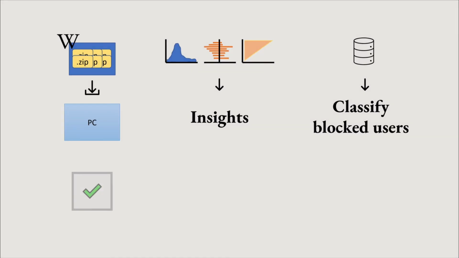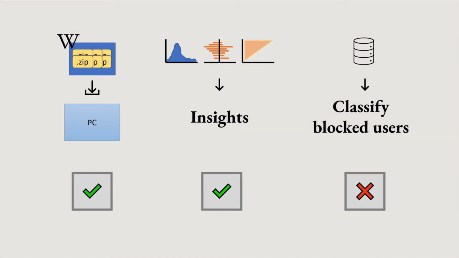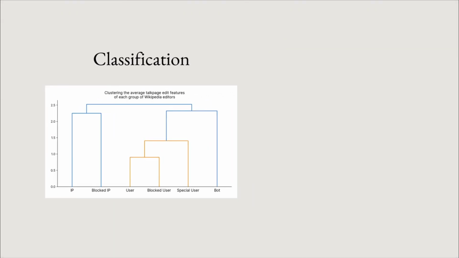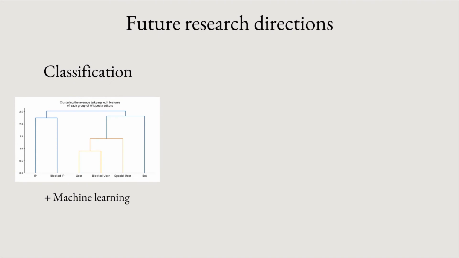In review, we can confirm the first two research questions, that we made the Wikipedia dataset more accessible for research, and that visualizations of this data provide insights into differentiating user groups. Unfortunately, we cannot confirm the third, but in the future, we could improve our classification with machine learning or by adding additional metadata like keywords.